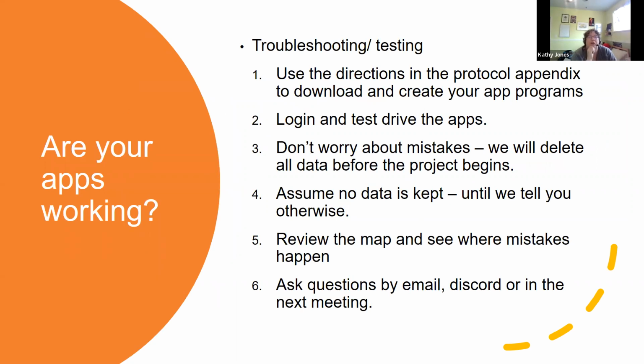Now, what you need to do to make sure your app's working. You do the appendices of the protocol. And if anybody wants me to go over those later, I can pull them up and show you. There is a protocol for downloading Survey123 and the two forms, the general information form and the trail assessment form for Survey123, as well as a protocol for downloading the app for ArcGIS Quick Capture and the one form for it.